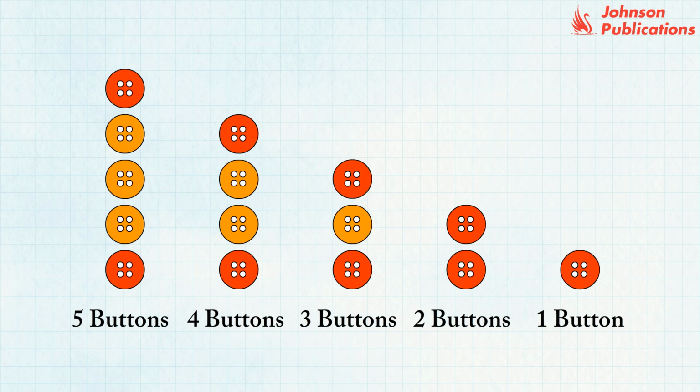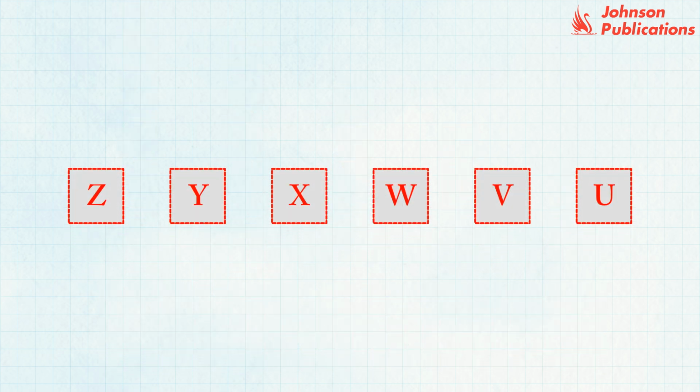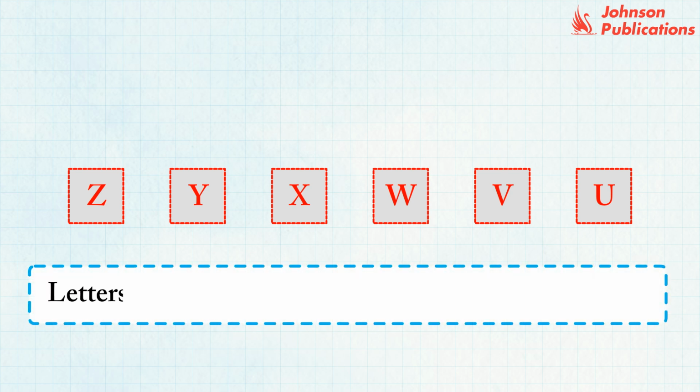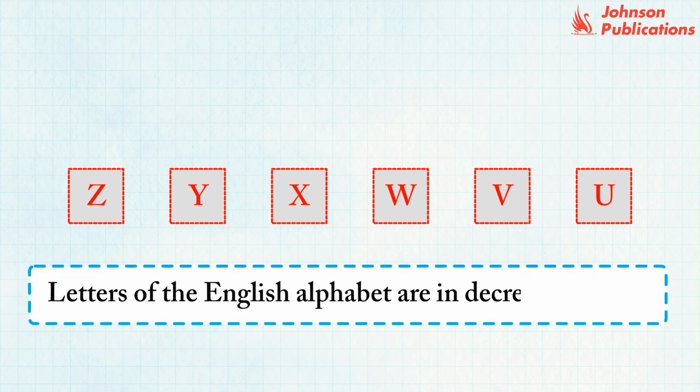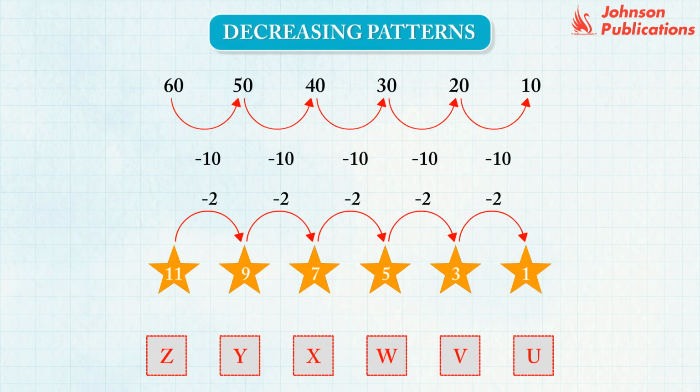Here are the next patterns on the screen. A pattern in which the number of buttons are decreasing by 1 every time. Here are the next patterns on the screen. A pattern formed by the letters of the English alphabet in decreasing order. All are examples of decreasing patterns as the sequence goes on decreasing according to a certain rule.